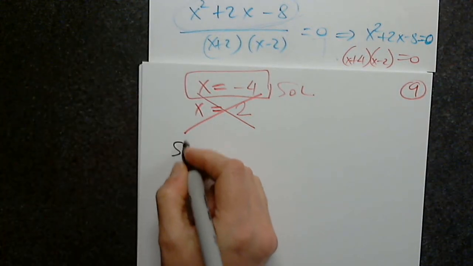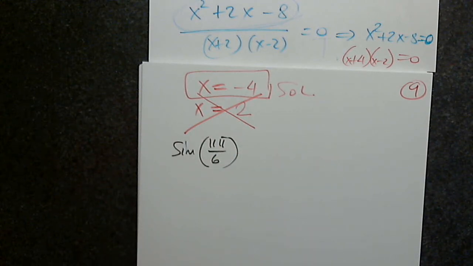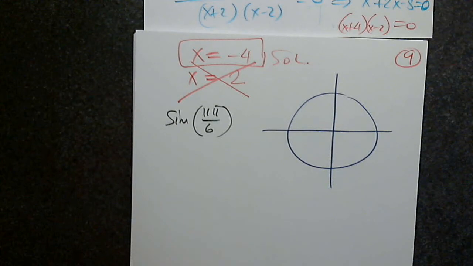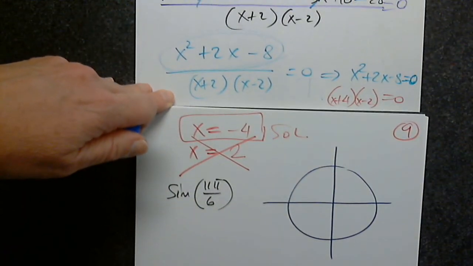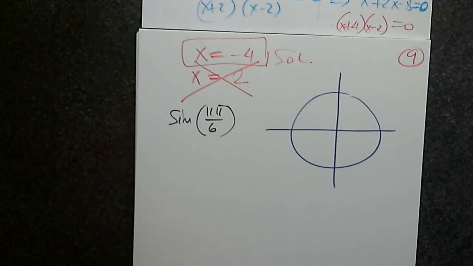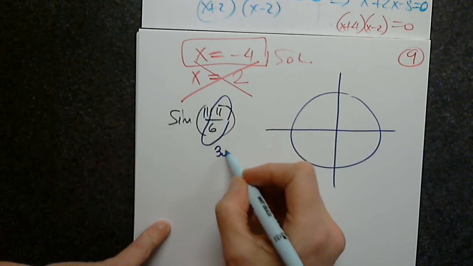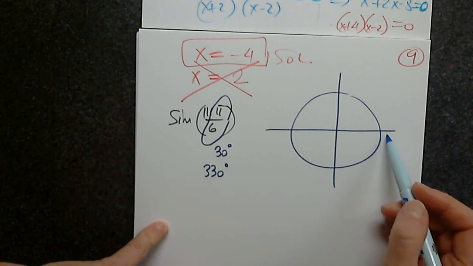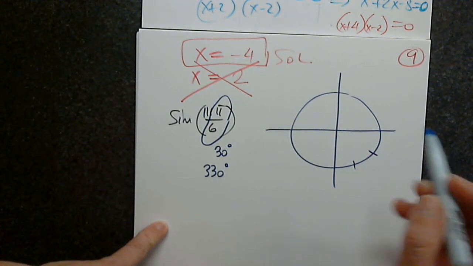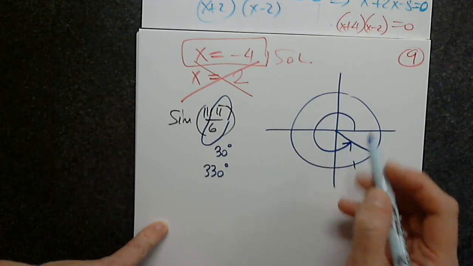Okay, next one is sine of 11 pi over 6. We have to go back to the unit circle. Say it again, 11 pi over 6. Oh, you're talking about this? I thought you were looking at the previous problem. Sorry. So, first of all, I'd like to know the quadrant. Careful. Yes, because this is 30 degrees, and 11 times 30 degrees is 330 degrees. This is 360, so I have to go back 30 from 360 to get 330. So this is the angle, 11 pi over 6.